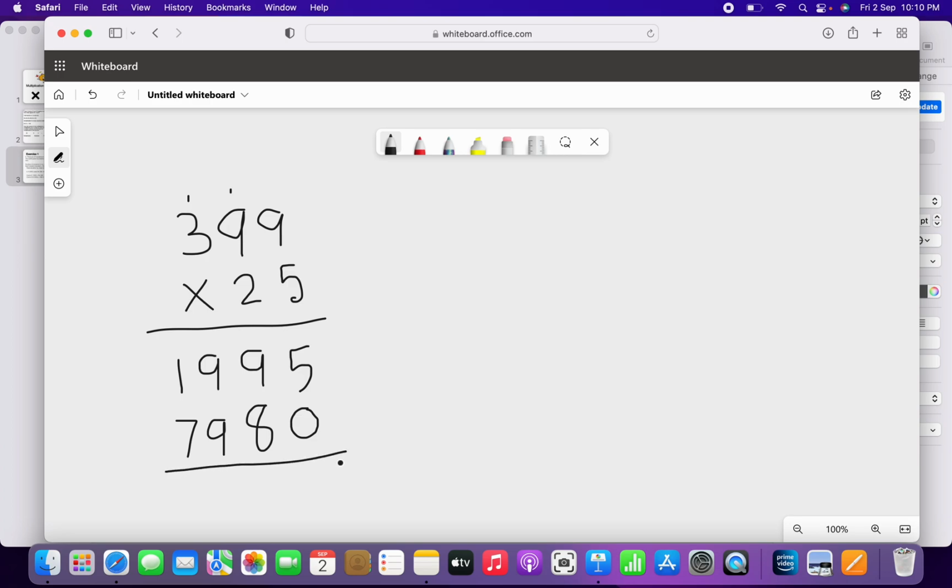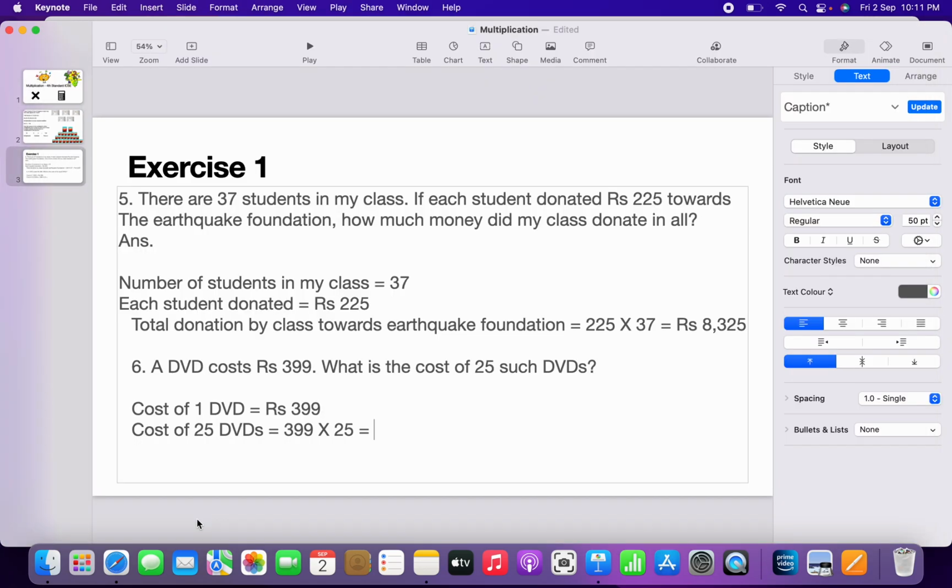So let's add up and see what it is. 0 plus 5 is 5. 8 plus 9 is 17. Carry over 1 here. 9 plus 9 is 18. 18 plus 1, 19. Carry over 1. 7 plus 1, 8. 8 plus 1, 9. It costs too much, man. So the cost of 25 such DVDs is rupees 9,975. I never thought it would cost so much.